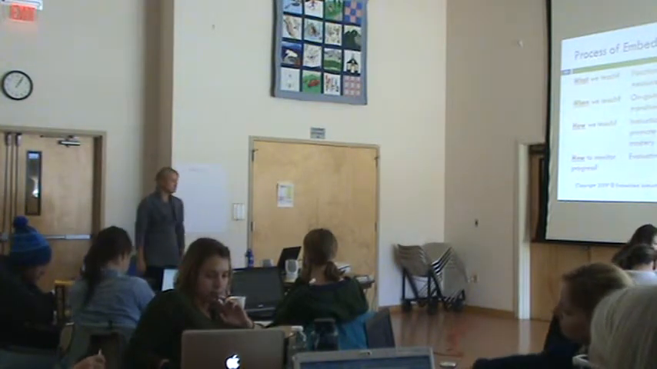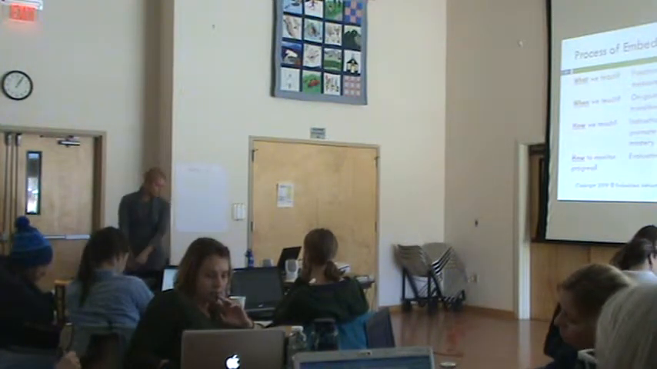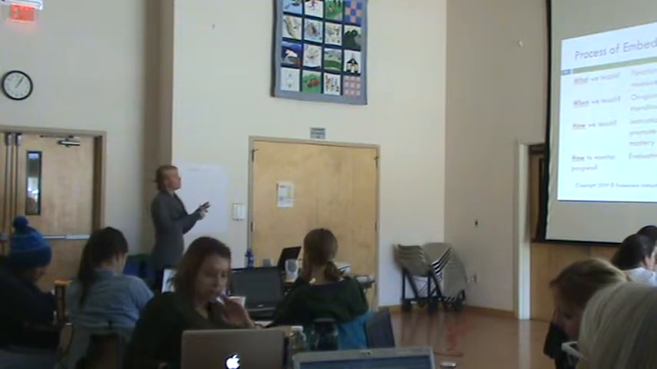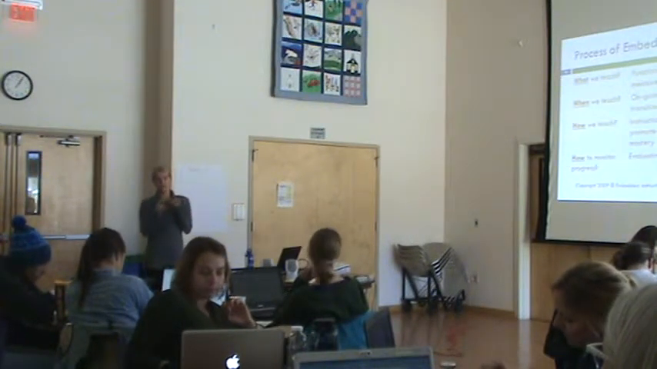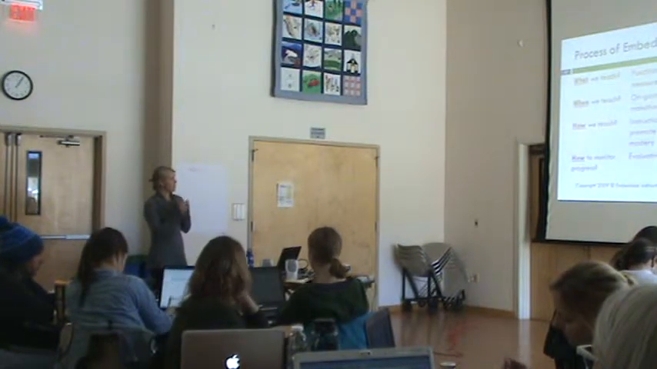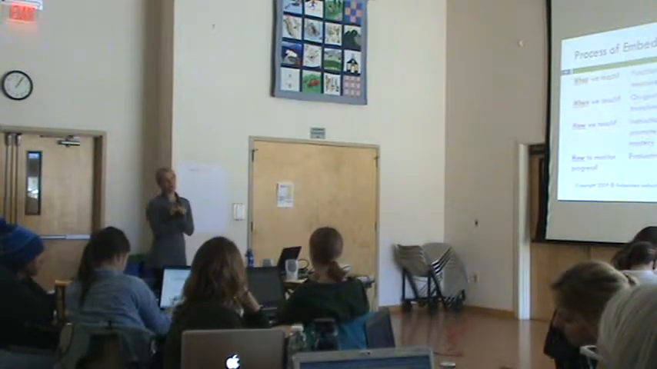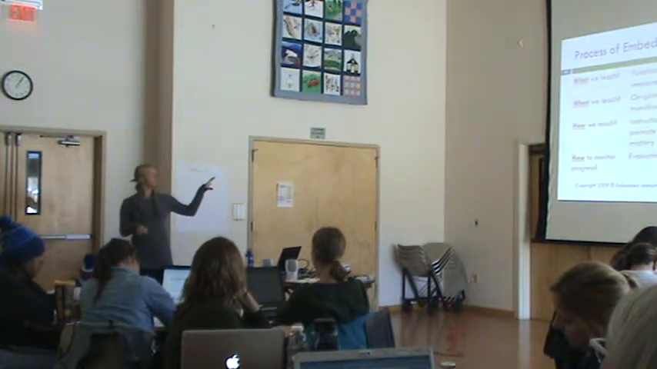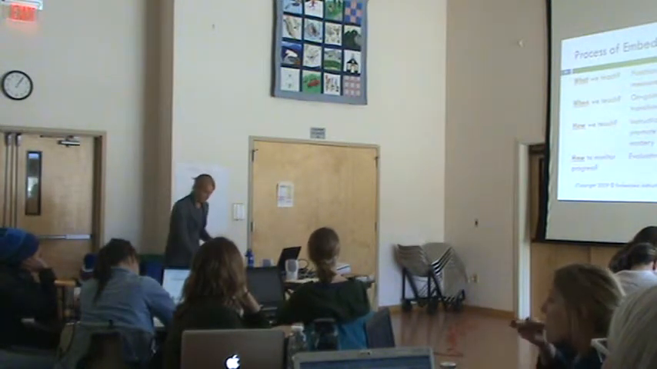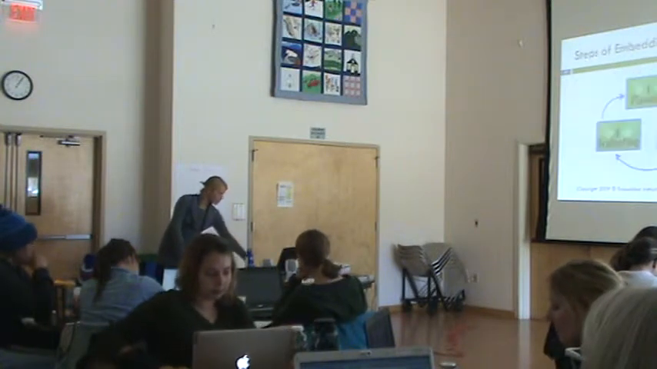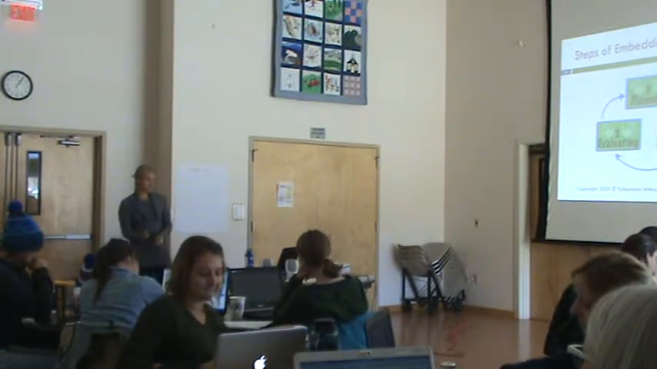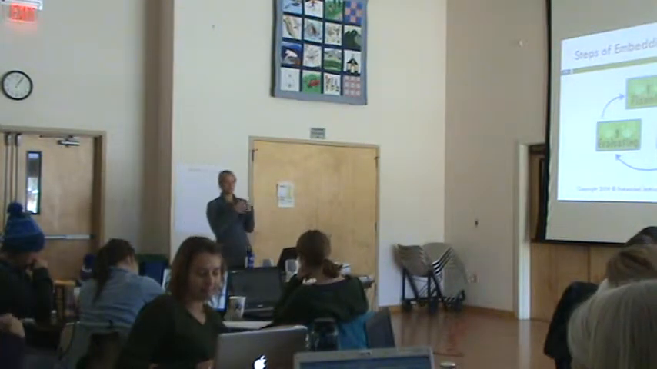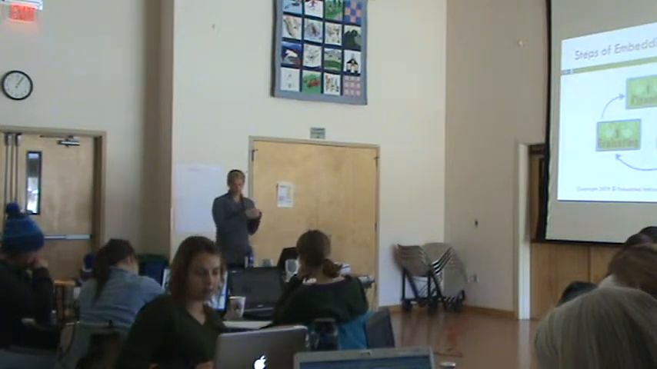So looking at the process of embedded instruction, there are a couple of things we need to look at. What we teach, when we teach it, how we teach it, and how we monitor progress. How do we evaluate and monitor? So we just talked about the why. Now we're going to talk about the process of it. There are 3 steps of embedded instruction: the planning beforehand, the implementing, and then the evaluation.